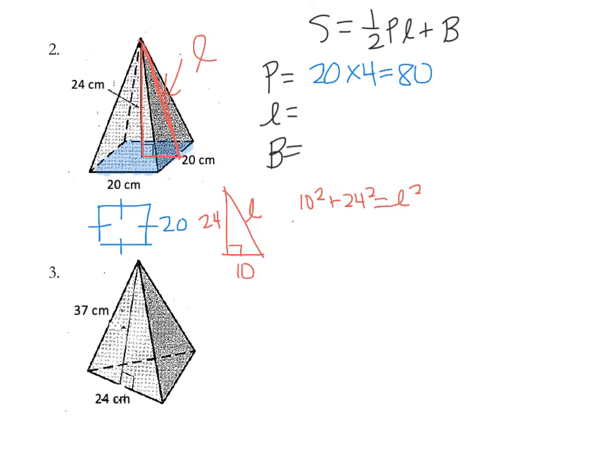I think we did this already. 100 plus 576 equals L squared. 676 equals L squared, and then we took the square root. I'm pretty sure we got 26 on the last page when we did that. So that is L, 26.